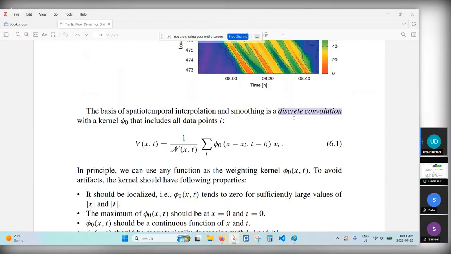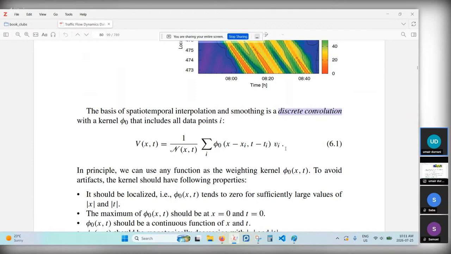But even if you don't know what convolution is, we need to figure out what these parts of the equation represent. As we discussed, VI is the macroscopic speed measurement at xi, which is the location of the detector, and time ti. Once we get that speed, we multiply it with this thing, which is called a kernel.